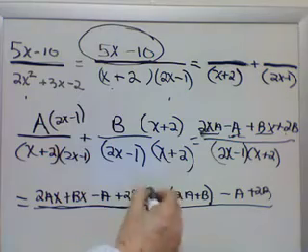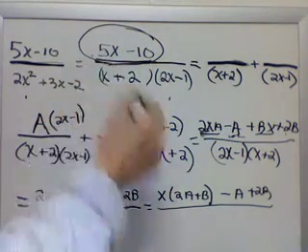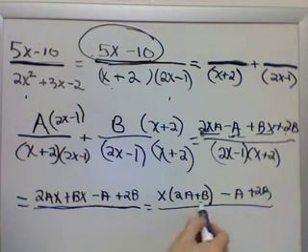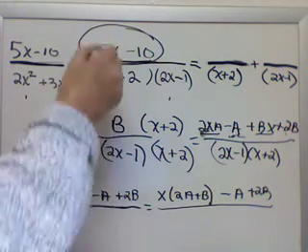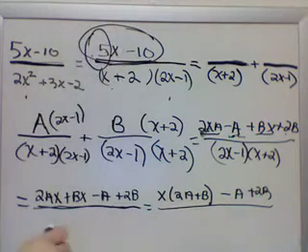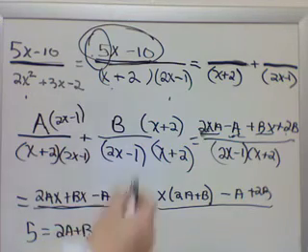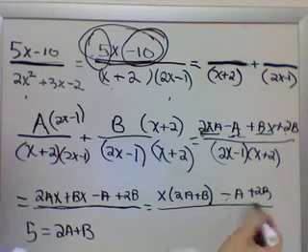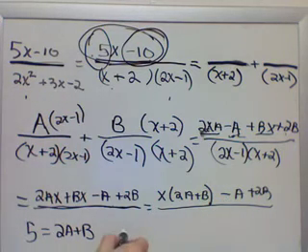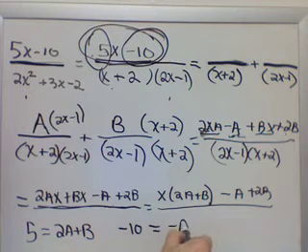Now, if you compare this to the original top that I had, it's 5x, but this is (2a plus b) times x. So that means that the 5 and the 2a plus b must be the same. 5 equals 2a plus b. And that means the minus 10 part has to equal this other part. So minus 10 has to equal minus a plus 2b.